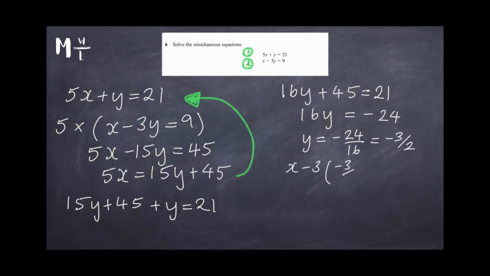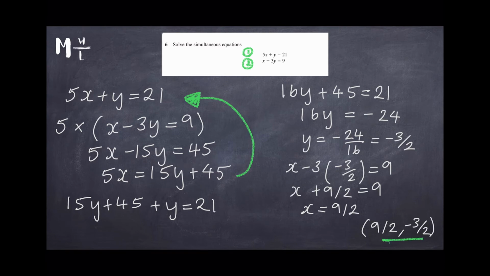Subbing this back into the equation to solve for x, we get x minus 3, all multiplied by -3/2, is equal to 9. Simplifying this down, we get x is equal to 9/2. The coordinate then that our two lines cross at is 9/2, minus 3/2.